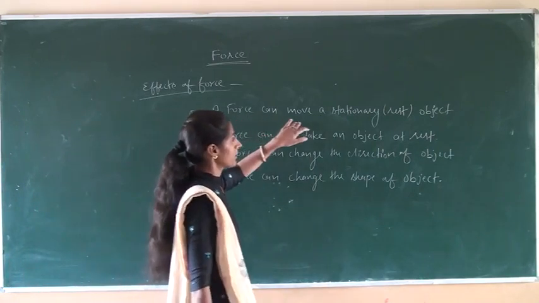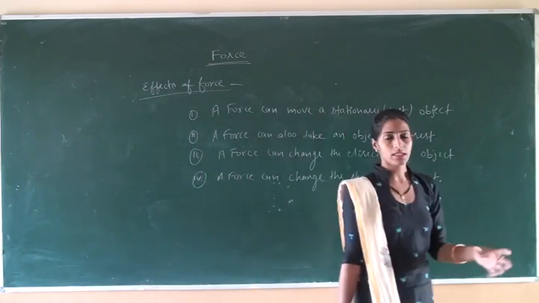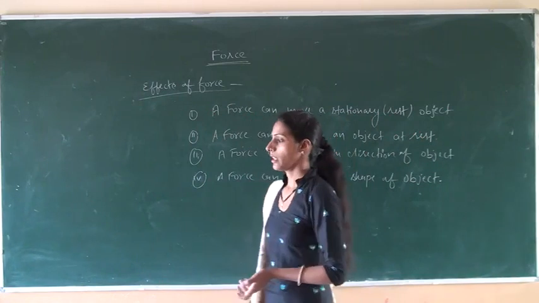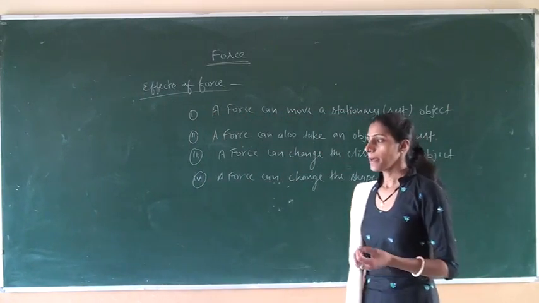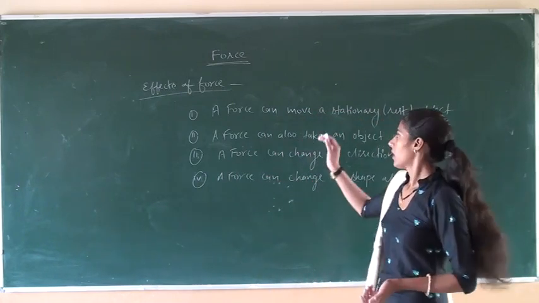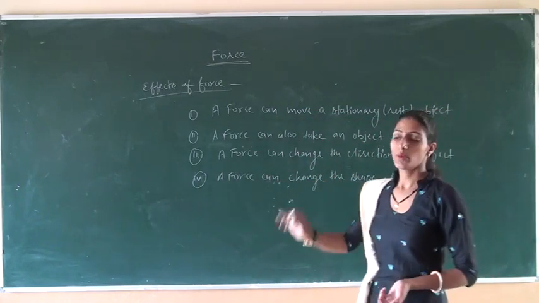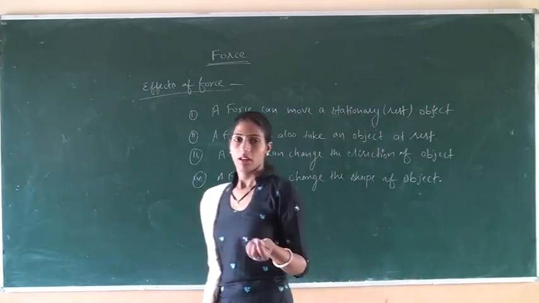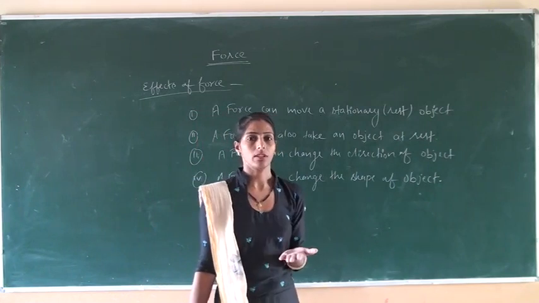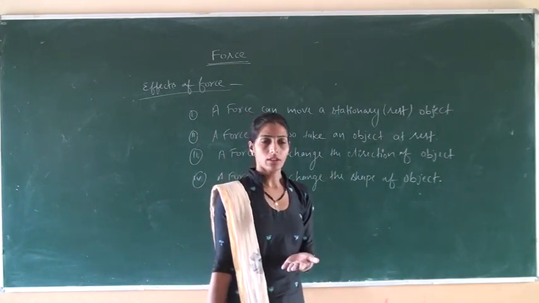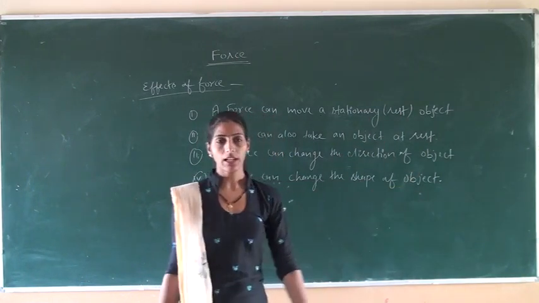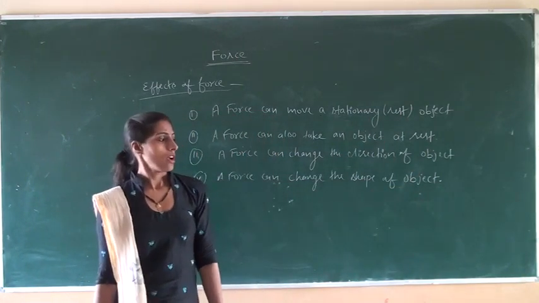First, a force can move a stationary object, means when any object is at a rest position, then by applying a force, it can change its position or it starts moving. For example, a book is lying on the table. When we push or pull the book, then the book starts moving and the position of the book will change. Okay?